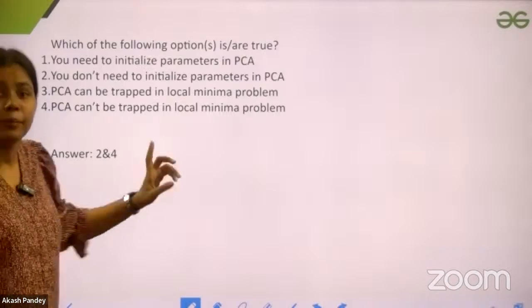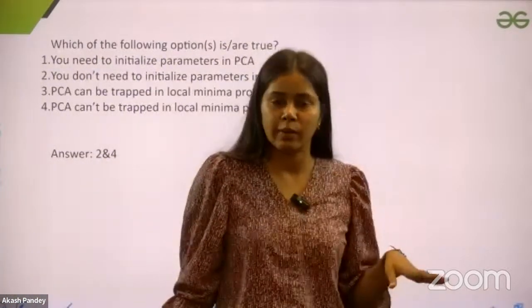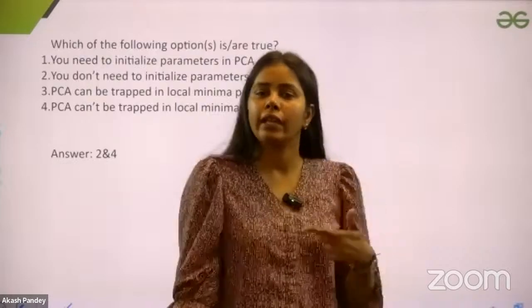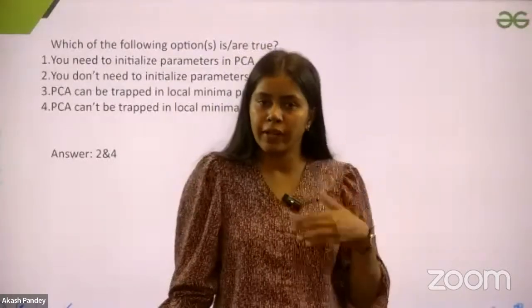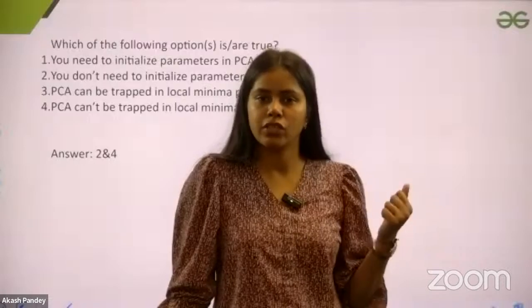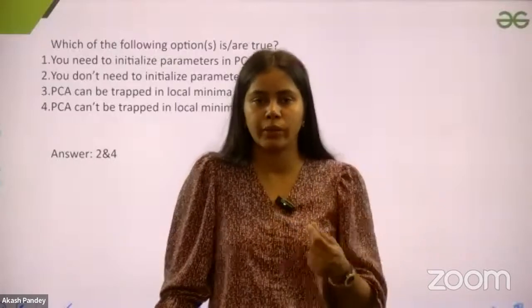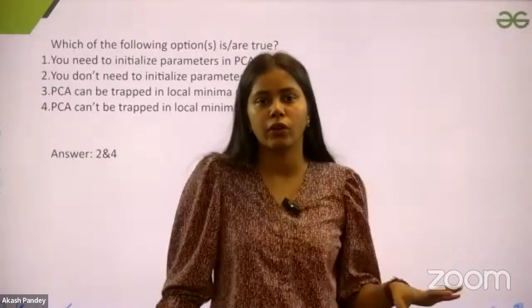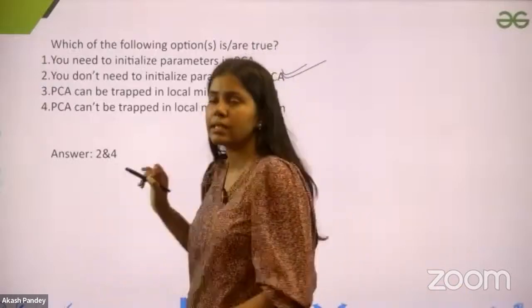So guys, see, PCA is a non-parametric algorithm, right? You are not using any parameters here. You do not have any parameters to train. You have a number of features, and you are finding the direction in which you have maximum variance. You are not doing iteration to find the best value of a parameter. So that's why you do not need to initialize parameters in PCA.